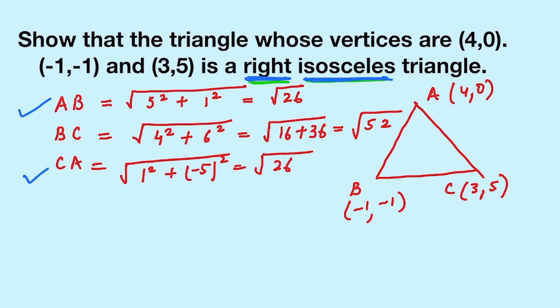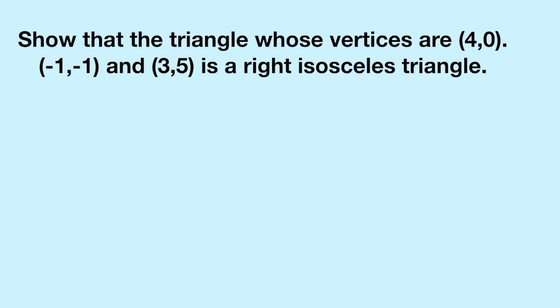Now what we are left with? The word right. We can see here, if I find AB square plus CA square, I get 26 plus 26, that means 52, which is equal to BC square. So we find that it satisfies the Pythagoras theorem also. So therefore triangle ABC is a right isosceles triangle. I hope this question is clear to all.